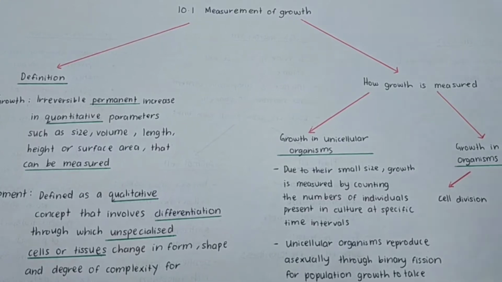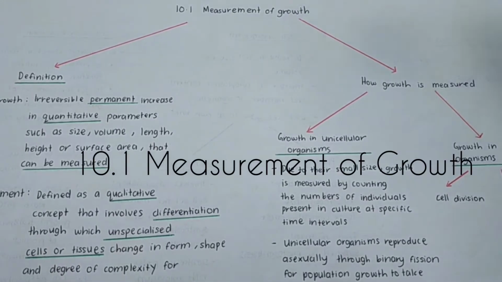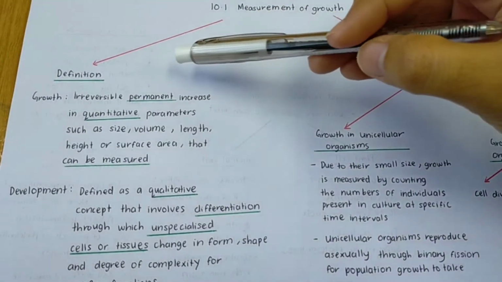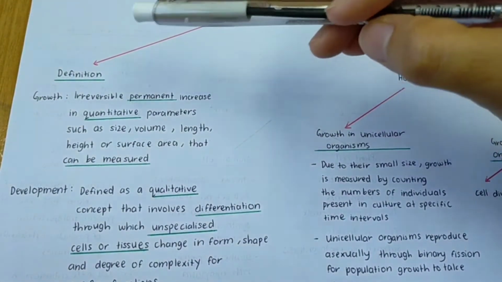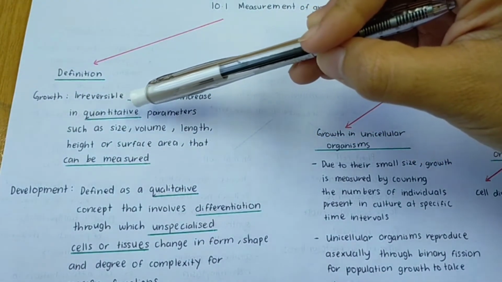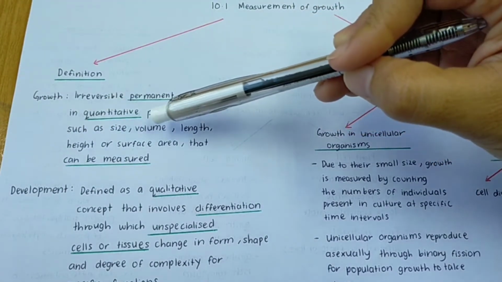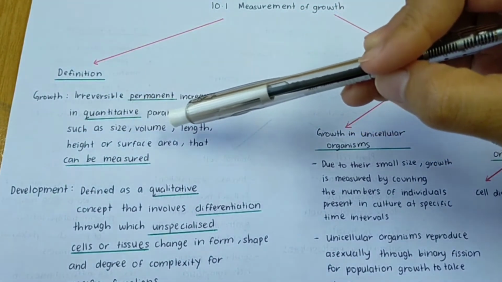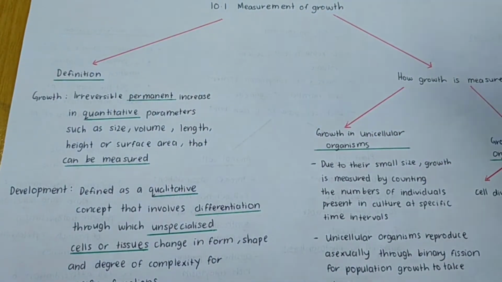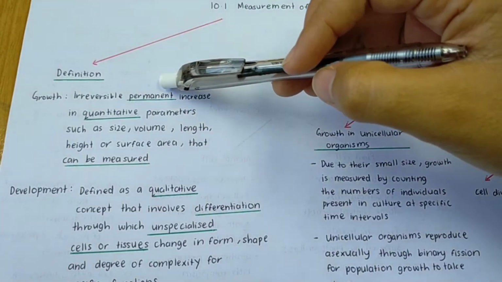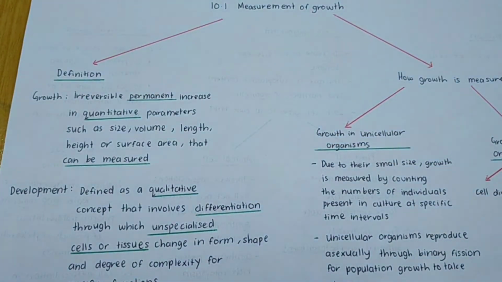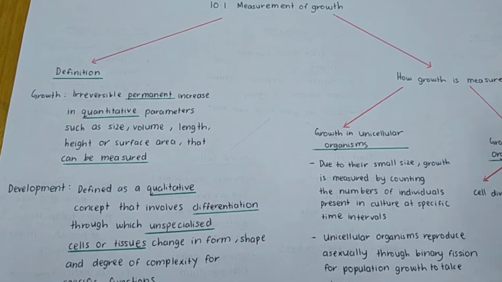Okay, so now let's look at the subtopic 10.1, measurement of growth. First of all, for this subtopic, you have to know the definition. Okay, so macam yang saya dah explain tadi, what is growth? Growth means irreversible permanent increase in quantitative parameter such as size, volume, length, height or surface area that can be measured. So remember, for growth, it will involve irreversible permanent increase in quantitative parameter. So remember, quantitative means the parameter that can be measured.